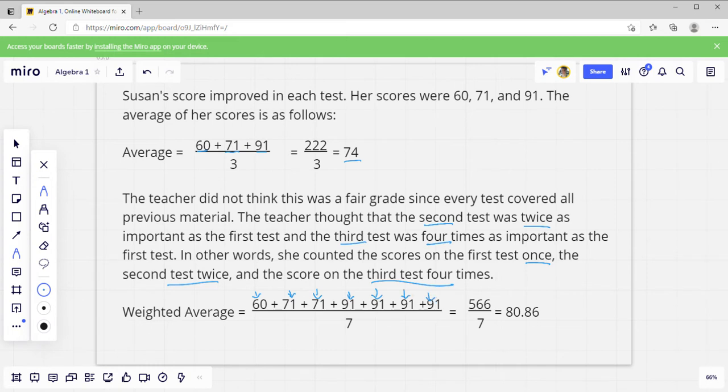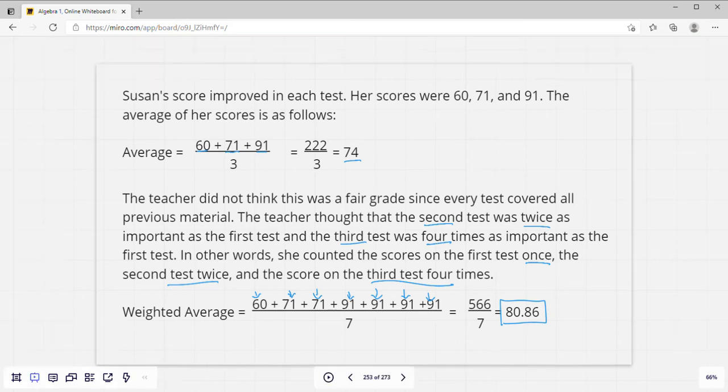And then we divide that by the number of numbers. Well, we only started with 3 numbers, but now we have 7 because some of them were counted more than once. So we add those together and we divide by 7, and there is her new weighted average. I'm sure she's a lot happier with that grade than she was with the 74.